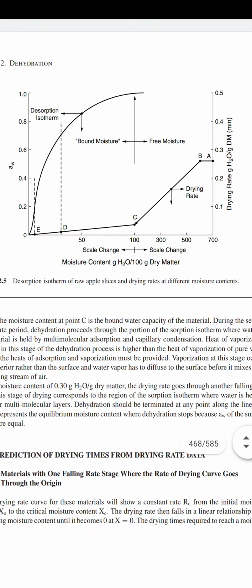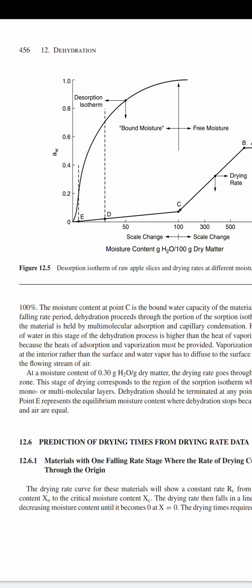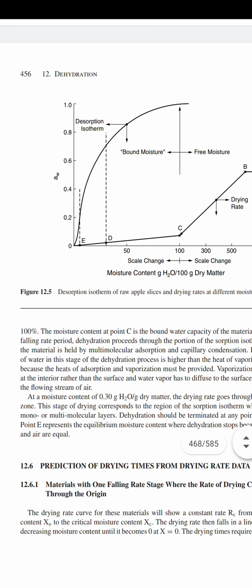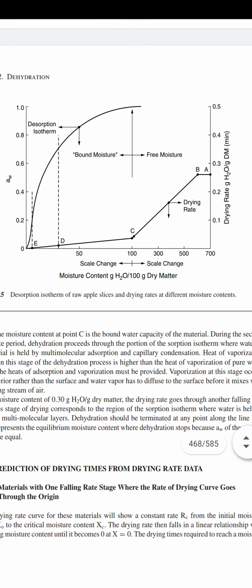Vaporization at this stage occurs at the interior rather than the surface, and water vapor has to diffuse to the surface before it mixes with the flowing stream of air. So this is the important point. In the second falling rate period, the moisture is not diffusing to the surface. Instead, the moisture is converted into vapor inside the food material, and the vapor needs to diffuse to the surface of the food material. That is why the diffusion is further slow and the rate of drying is further decreased from C to D.